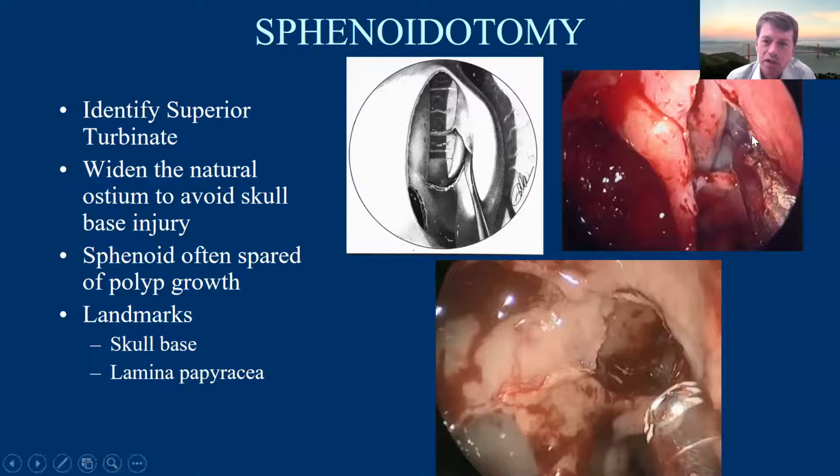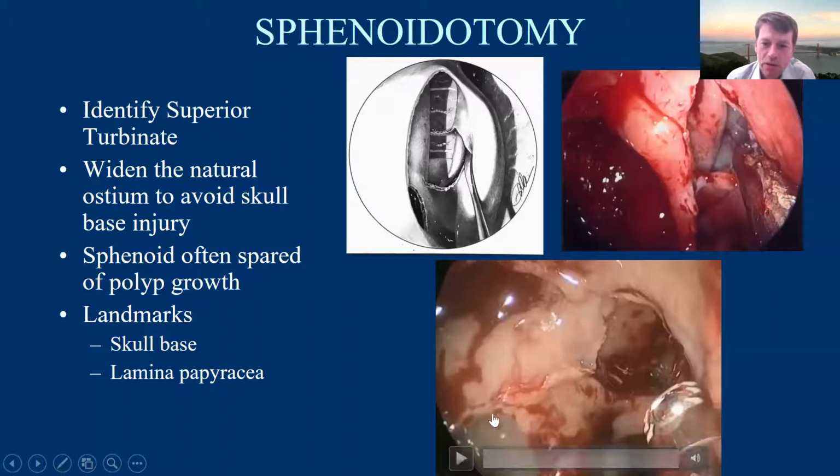So this just shows the actual visualization in our patient. Here's the open maxillary antrostomy. This is the basal lamella, the cut edge of the basal lamella right here. Here's using a suction to push that basal lamella up against the septum. And now we're seeing the sphenoid sinus. So let's see what that looks like in the video here.